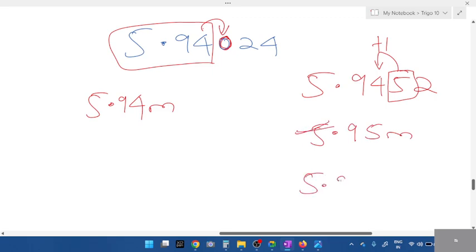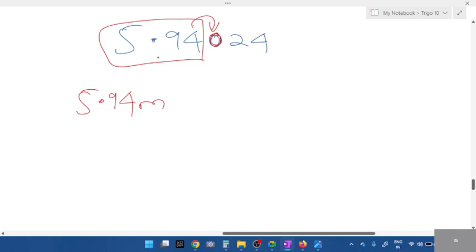Or if they give 5.9462, anything above 5 or greater than 5, 6 is given. Again, this previous value should be increased by what? Should be increased by 1. So what's the answer? 5.95 meters. Is it clear?